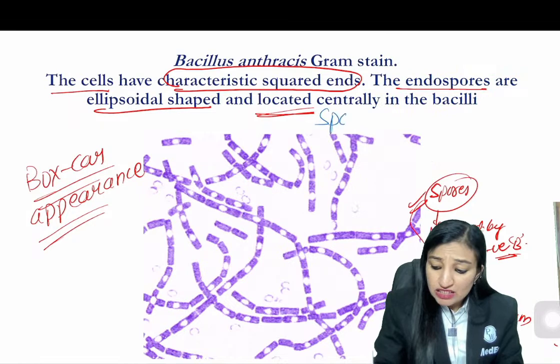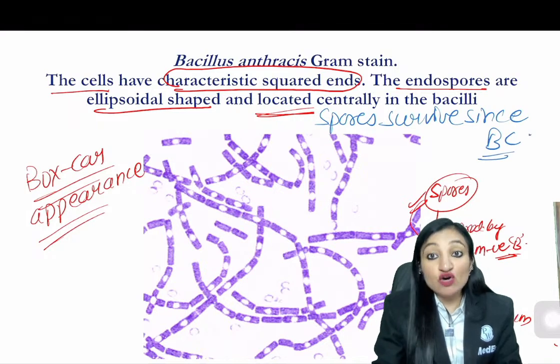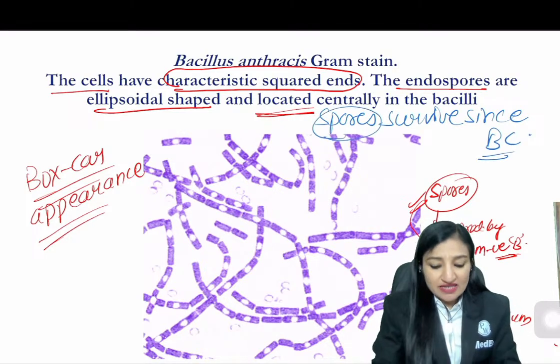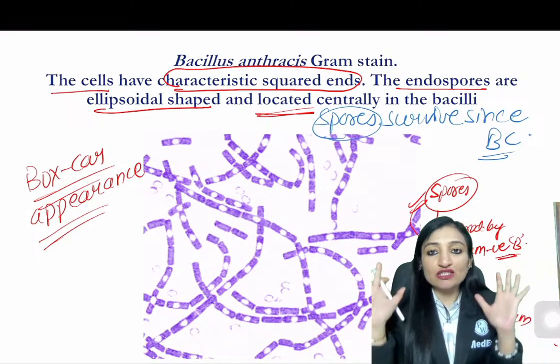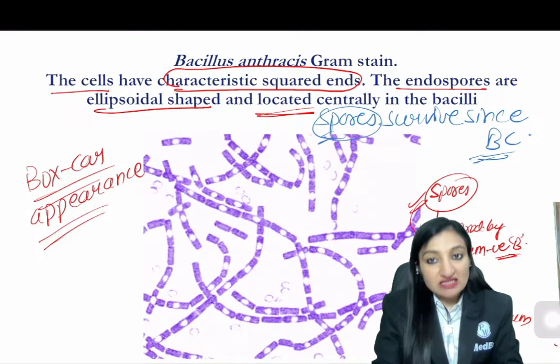Remember guys, spores survive since BC, before Christ. So as I said, spores are going to survive for decades and decades together. Spores survive since BC. So BC means Bacillus and Clostridium.